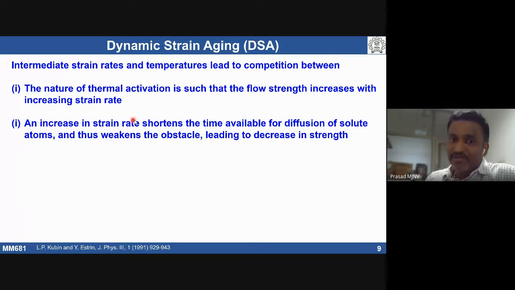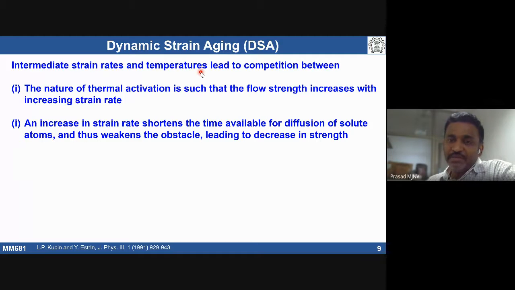However, increasing strain rate shortens the time available for diffusion of solute atoms, thus weakening the obstacle, leading to a decrease in strength. So between these two there is a competition between thermal activation and aging treatment. That can give us a window, and that can happen only in a particular window of strain rate and temperature.